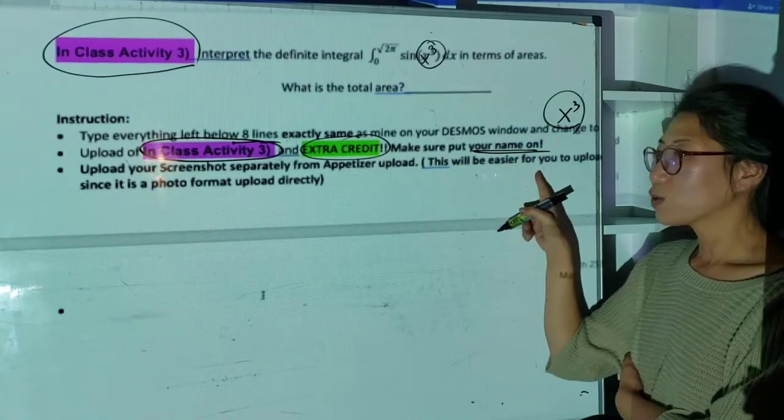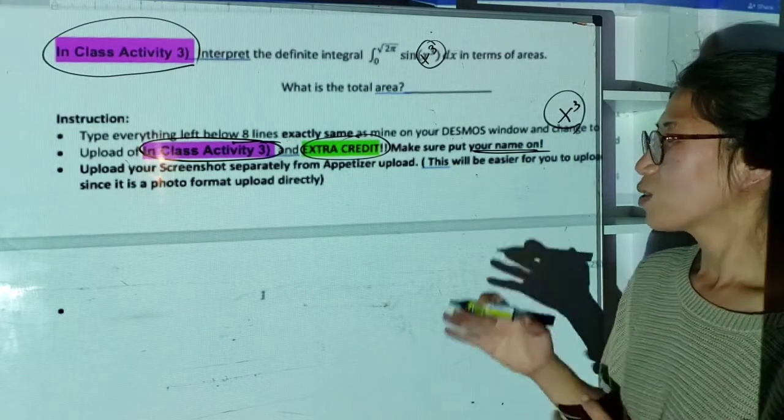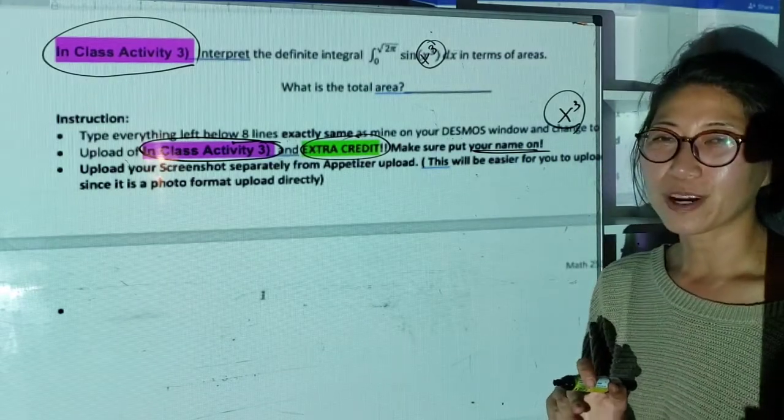I will make a YouTube link and put the in-class activities of the Desmos activity. So good luck, and this is it for 5.2.